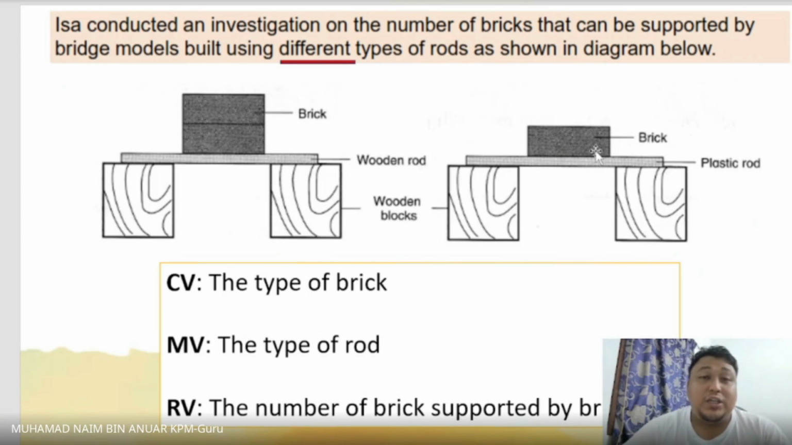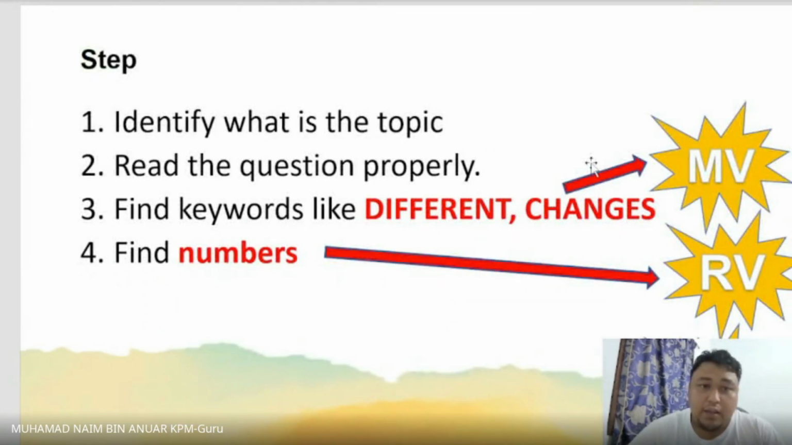So, teacher, I haven't seen the CV yet. That one is the last one. The first two things are very important: MV, RV. I'm going to show why it is important later, because for most of the answers you're going to use MV and RV. Now, we already have these 4 steps: identify, read the question, find keyword, different and changes, find numbers.